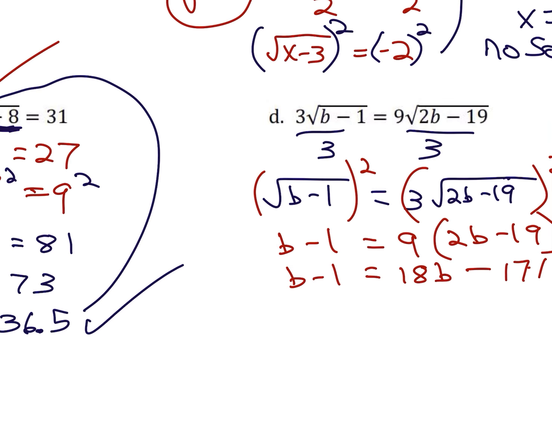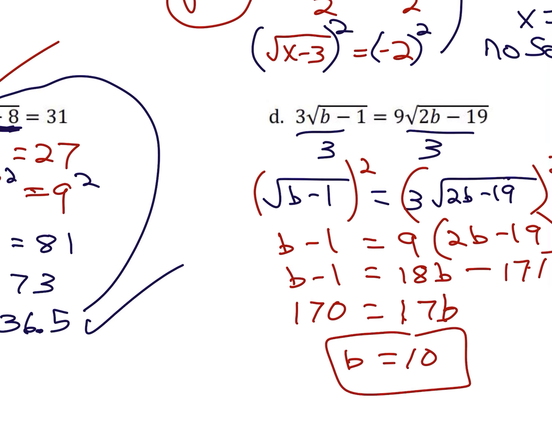All right, now we're trying to get b alone, so we're going to subtract b from both sides. So I'm going to get 17b on the right, and on the left, I'm going to get 170 because I'm going to add 171. So without showing all that work, b is equal to 10.